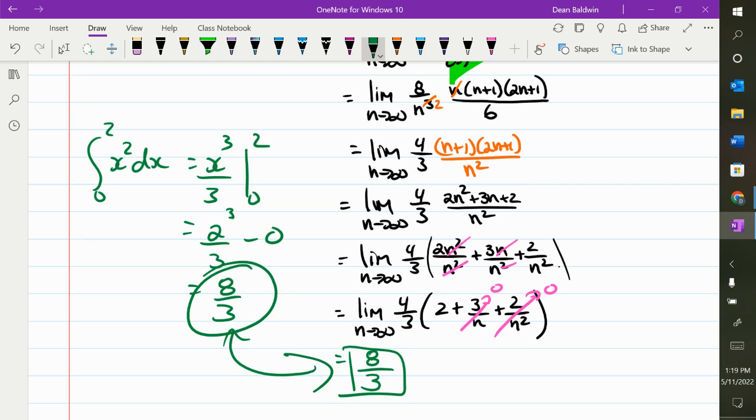Yeah. My calculator says 2 and 2/3, actually. Your calculator is wrong. So this is how you can check your answer on a test. You can actually just do the integral.